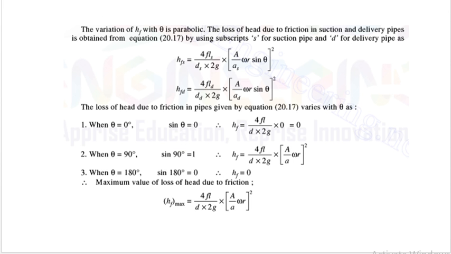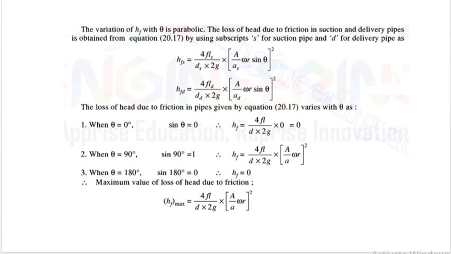So the value of frictional loss, value of frictional head, is 4 f Ls upon ds into 2 d g. ds is the diameter of the suction pipe, capital A upon as area of the suction pipe, omega r sin theta whole square. In the same manner, hfd is equal to 4 f Ld upon dd into 2g into capital A upon small ad omega r sin theta. We have these two equations that are losses of head due to friction in suction and delivery pipe. Now you can calculate where this loss is maximum, where this loss is minimum.